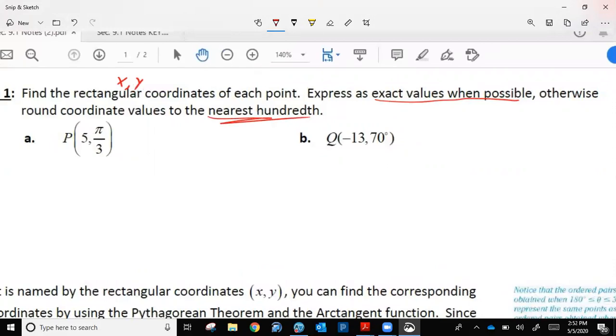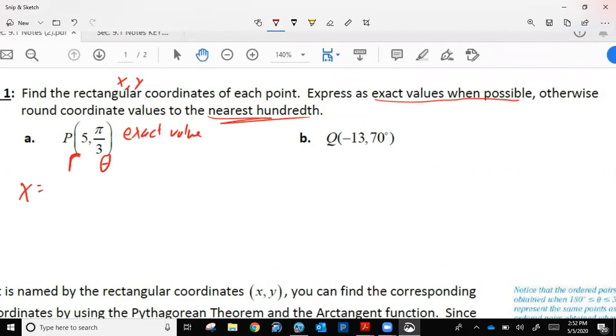So on this one, we have a radius of 5 and an angle of pi over 3. That angle is in radian mode. Pi over 3 is an angle that we should know trig values for. That was from our unit circle quizzes. So let's do this as an exact value.